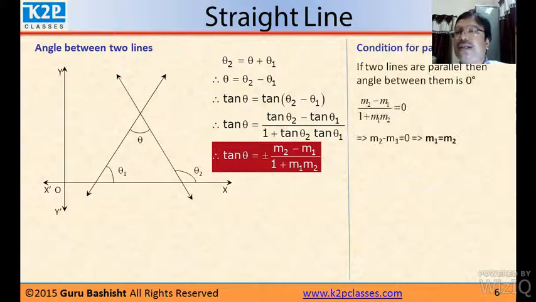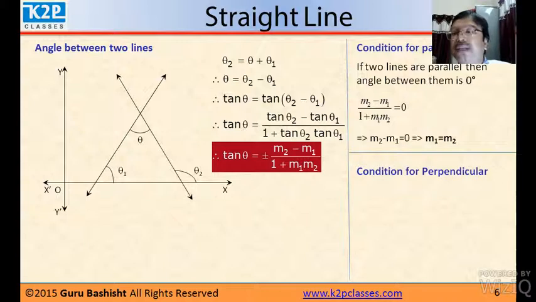A special condition: if two lines are parallel, then the angle between them is 0 degrees. So here it is 0. So m2 minus m1 by 1 plus m1 into m2 is 0. From here we can say m1 minus m2 is 0, or m1 equals m2. So if the slopes of two lines are the same, that means they are parallel.